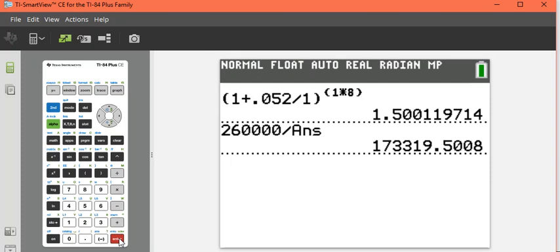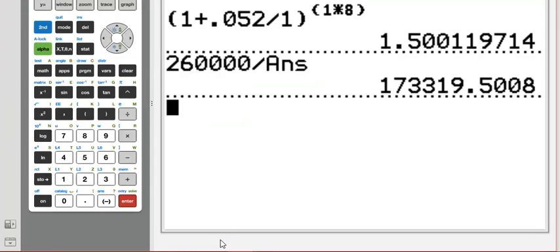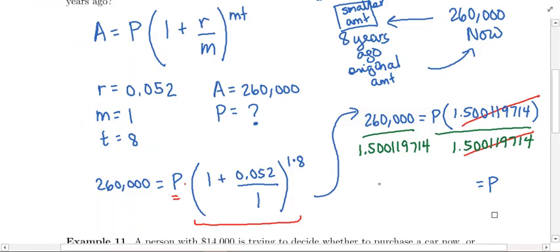This is a dollars and cents amount, so we are going to have to round it to the nearest cent. So let's write this down. Our P value is this. Let's round it to the nearest cent because it's money. So we have 50 cents. We look after the 50, we have a 0. So that means we're going to keep it the same. So the original value of the house is $173,319.50.